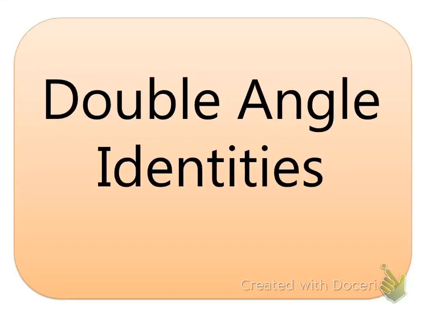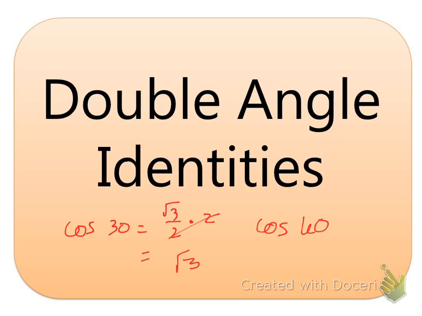All right, so today we're going to talk about what are called double angle identities. The idea is we know that cosine of, say, 30 degrees is radical 3 over 2. What if we wanted to just double the angle, so cosine of 60? It would make sense that if we double the angle, we just double the value, so radical 3 over 2 times 2. Well, when you do that, you just get radical 3. But the question is, is cosine of 60 just radical 3? And the answer is no.